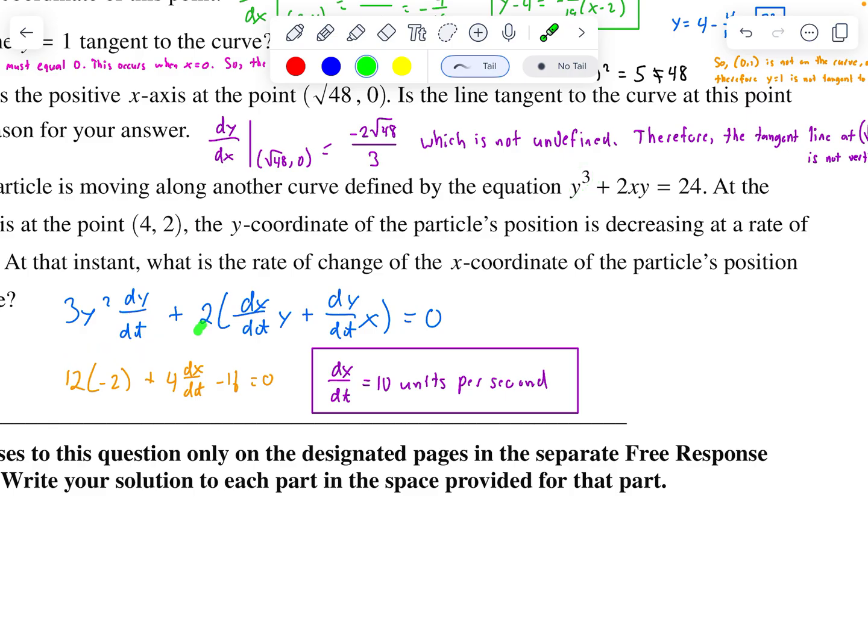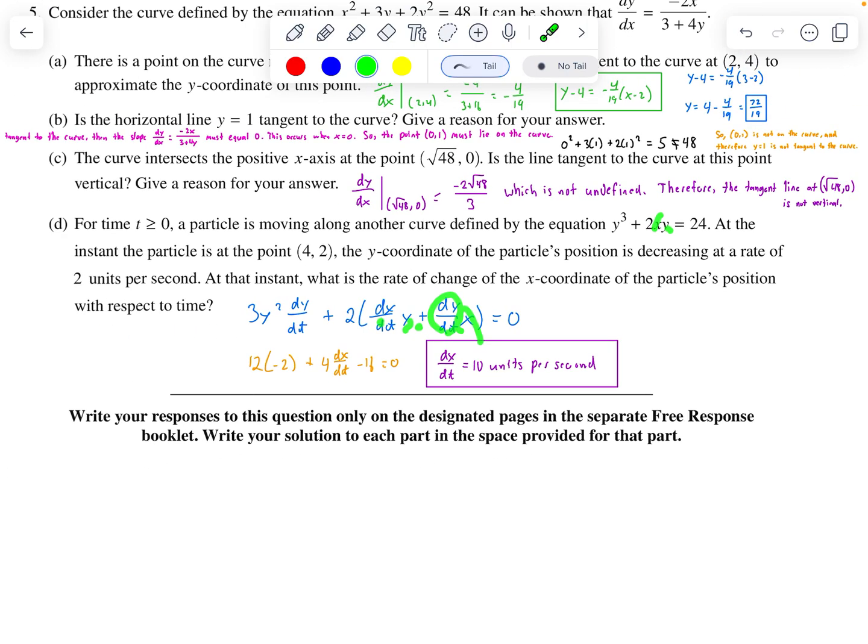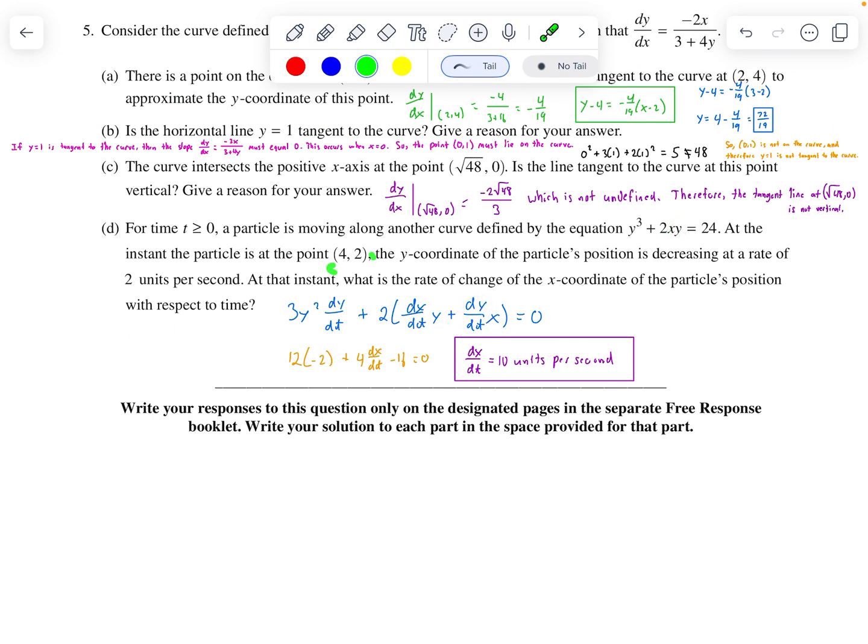I just kept the 2 out here and then did product rule, but you can treat it as 2x if you want. It's the same thing. In any case, the derivative of x is dx/dt times y plus the derivative of y, dy/dt, times x. And then I just plugged in known values, 4 and 2 for x and y, and -2 for dy/dt, and solved for dx/dt.